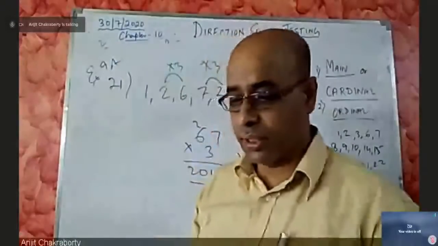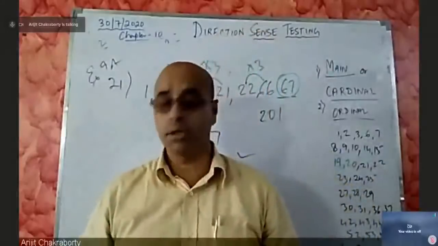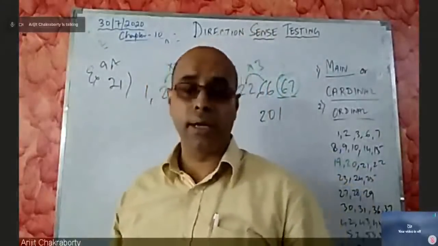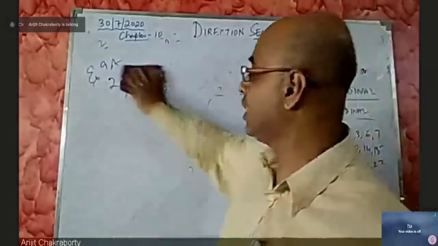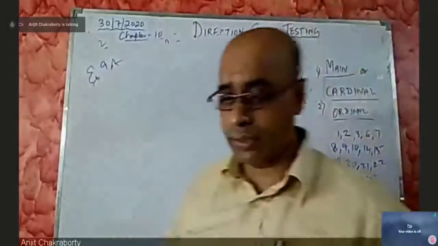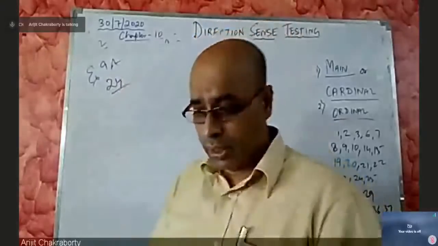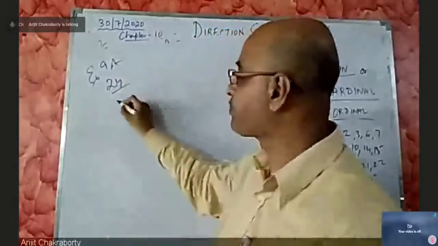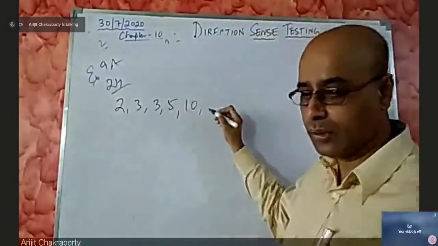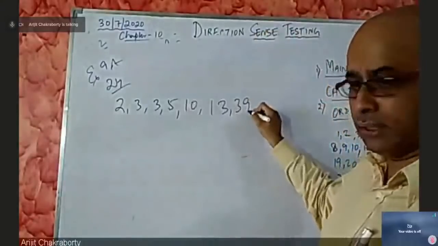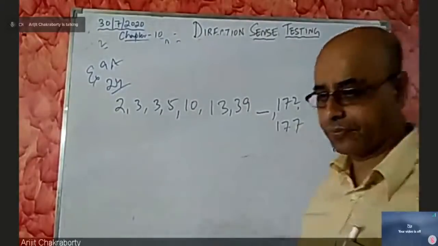Now we have question number 24 and the request has come from Harsha Gupta and Derwin Saldana. I am taking this up. This is exercise 9A and the question is 24. Let us try this. The question is 2, 3, 3, 5, 10, 13, 39, a gap, 172 and 177.